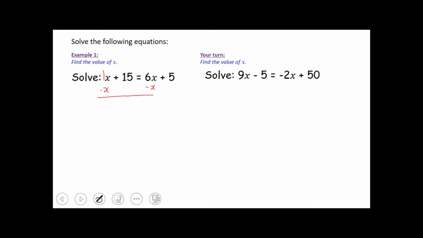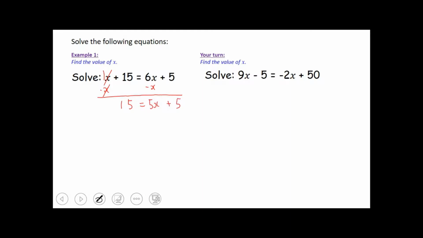So let's just look at this new line. 1x take away another x is going to be 0. That cancels out. So you've got a positive 15 up here. And you've got 6x minus x, which is 5x. And then you've got positive 5.